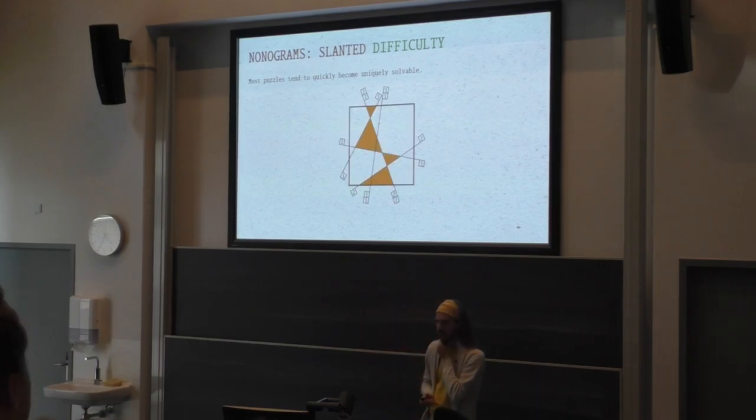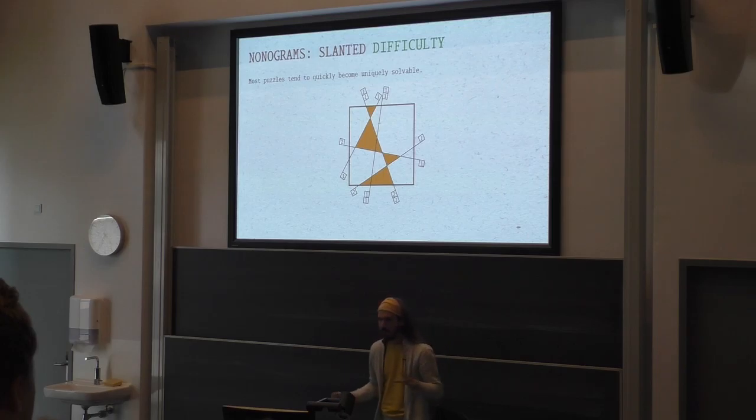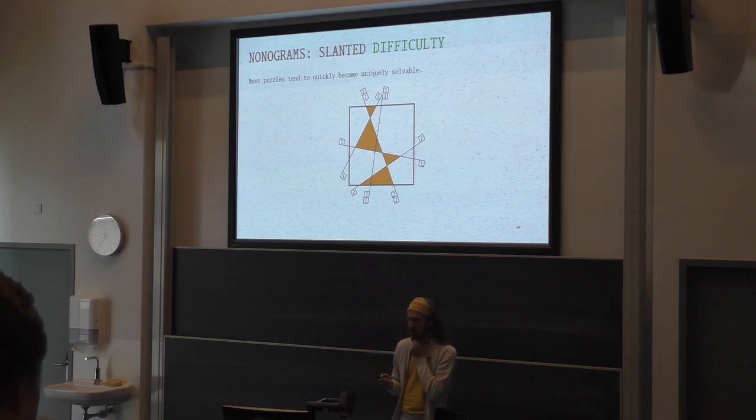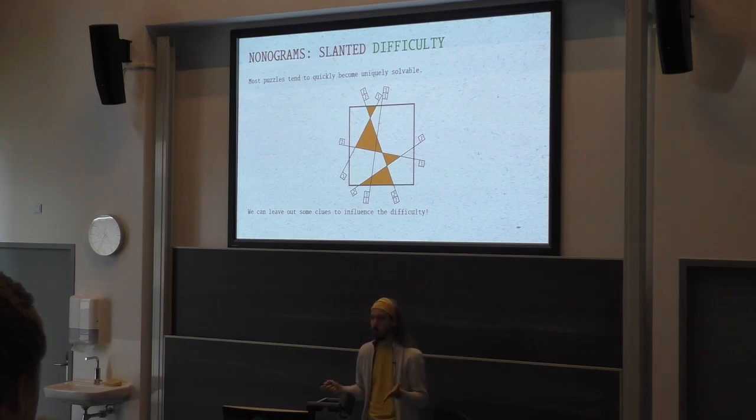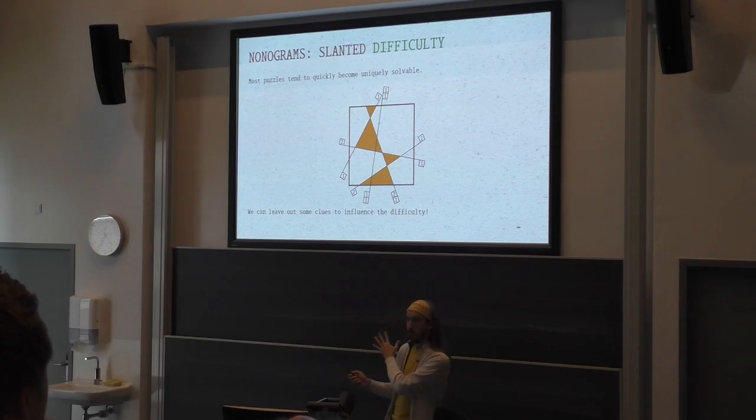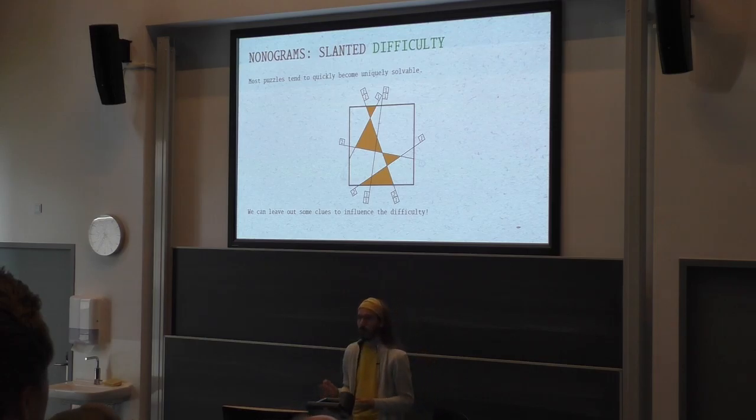This is the puzzle that we saw before, and there are actually many different ways to solve it. It doesn't really matter where you start, you will get there. One way to avoid that problem is by simply leaving out some of the clues. If I leave out this clue, this puzzle is still uniquely solvable. Or if I leave out those two clues, it's also still uniquely solvable. But if I leave out all three, then it's not.